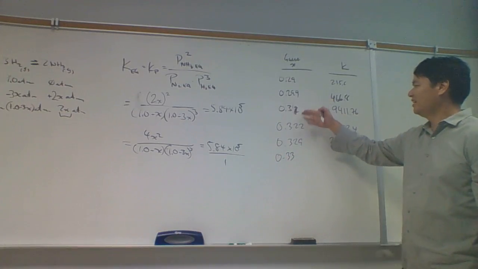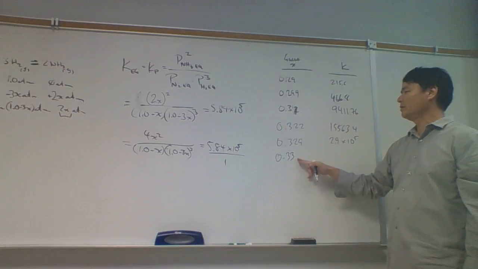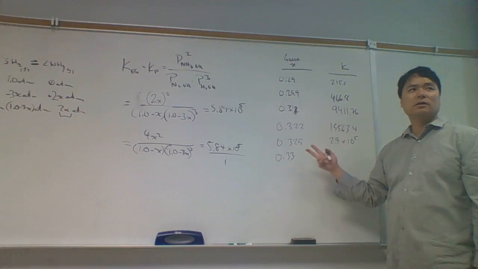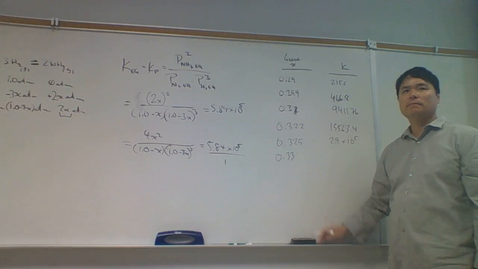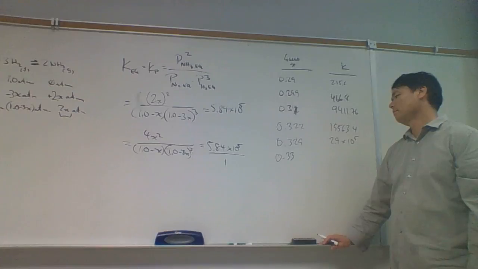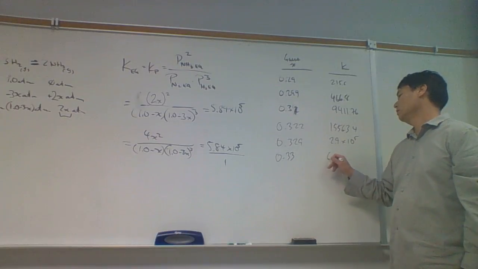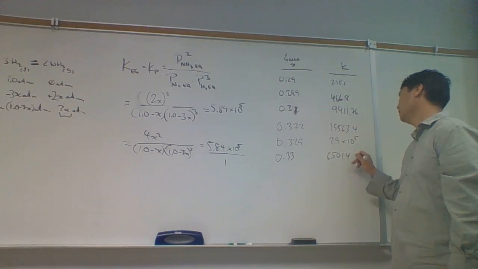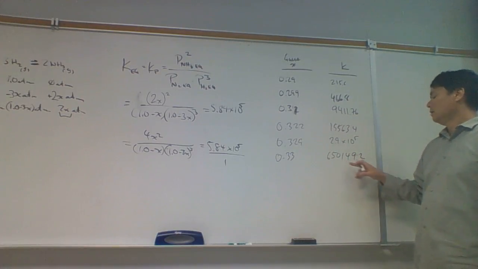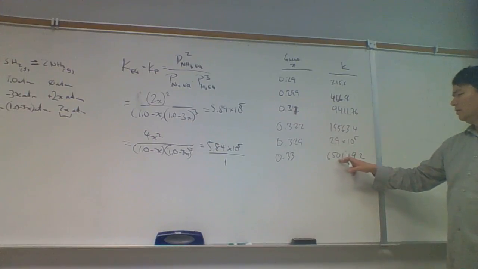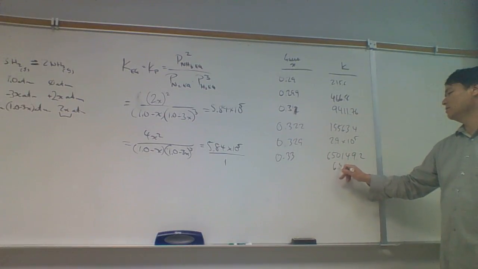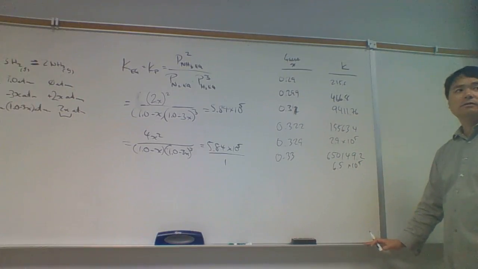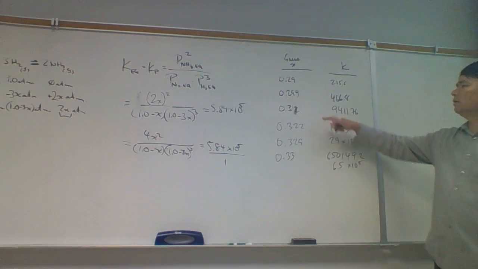Usually I would go 0.32 to 0.33. That's what I would have done, because then I would bracket it to 2 digits, and then I'd start narrowing it to the 3rd digit. So that's not my normal strategy. 0.33 is 650,149. Okay, so this would give us 6.5 times 10 to the 5th. Oh, it's very close.